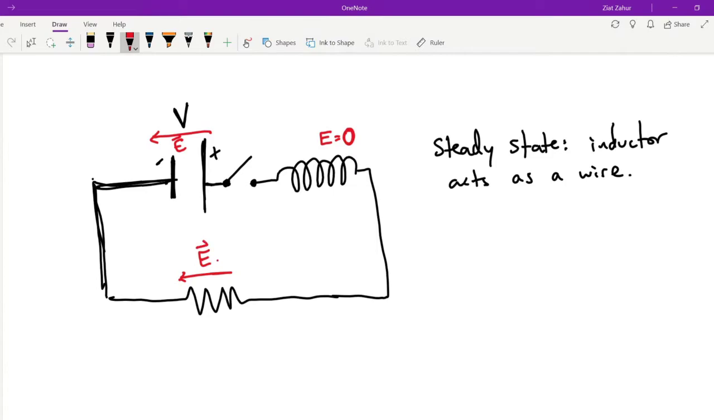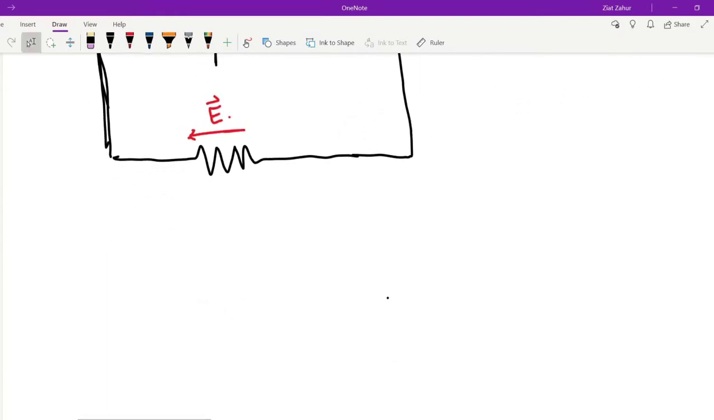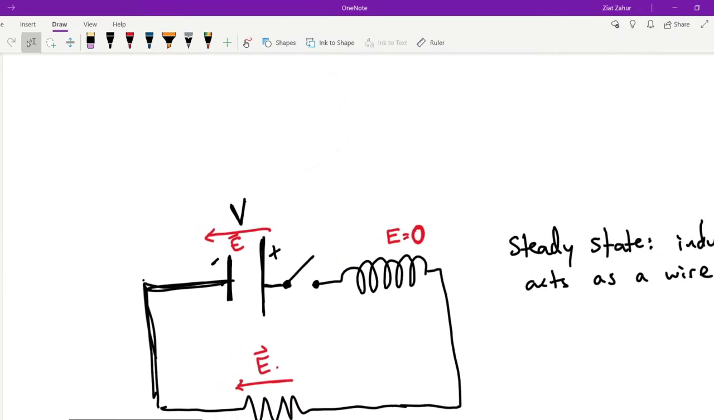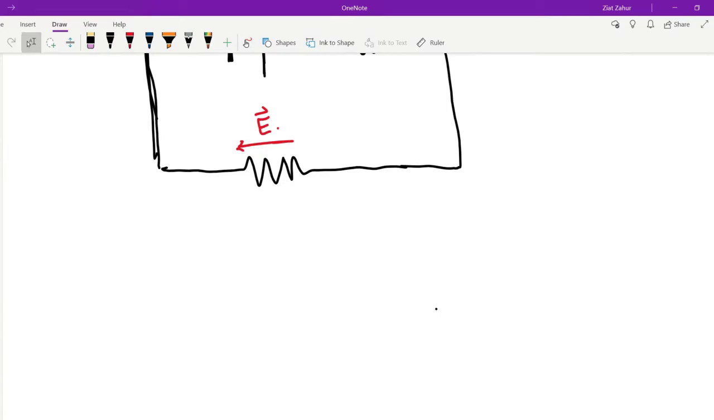Because now if you look at it from the resistor's perspective, right, all the charges are flowing towards the left side here, and so that'll be the direction of the electric field. Okay. So this is E from the perspective of the resistor. Here's E from the perspective of just the battery. Just the battery isolated on its own.